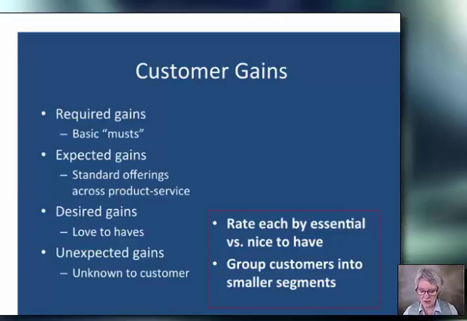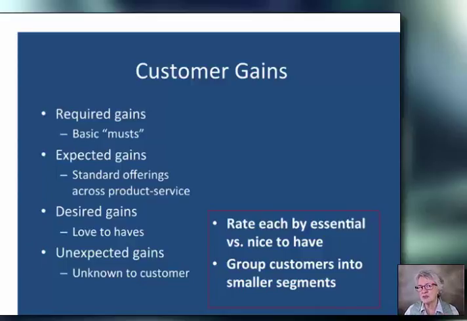The desired gains are things that I'd love to have. I'd love to have it be an alarm clock for me. I'd love to have it be a place where all my music is. And that may actually have moved from a desired gain, music for example, to an expected gain as the marketplace changes. And then unexpected gains are things that customers didn't know they wanted, but once they experience it, it suddenly becomes a desired gain.